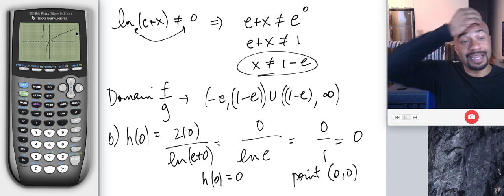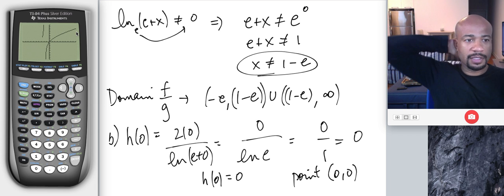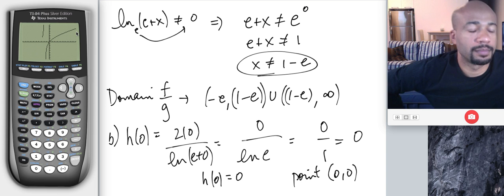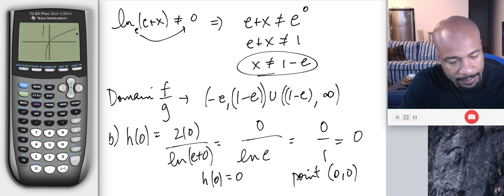And that's really going to help you when you have to find the equation of the tangent line, because now you know that it's going to go right through the origin. So it's going to be like 2x, 3x, 4x, 5x, and you don't have any y-intercept because it's through the origin. So let's look at part C.